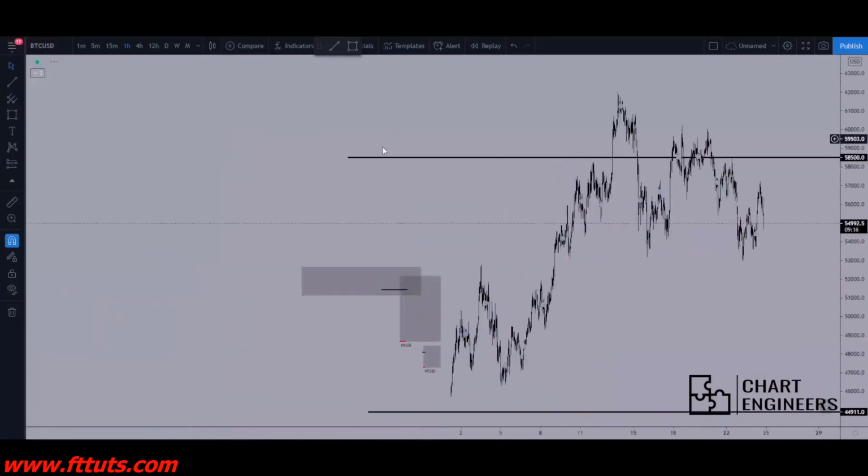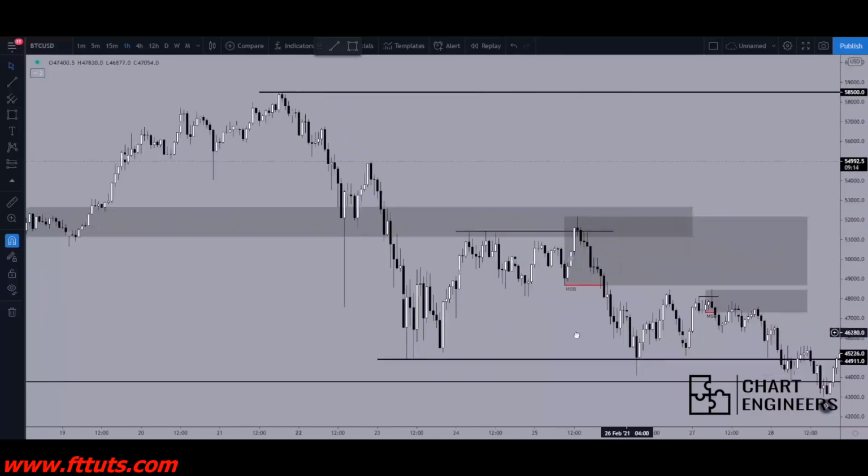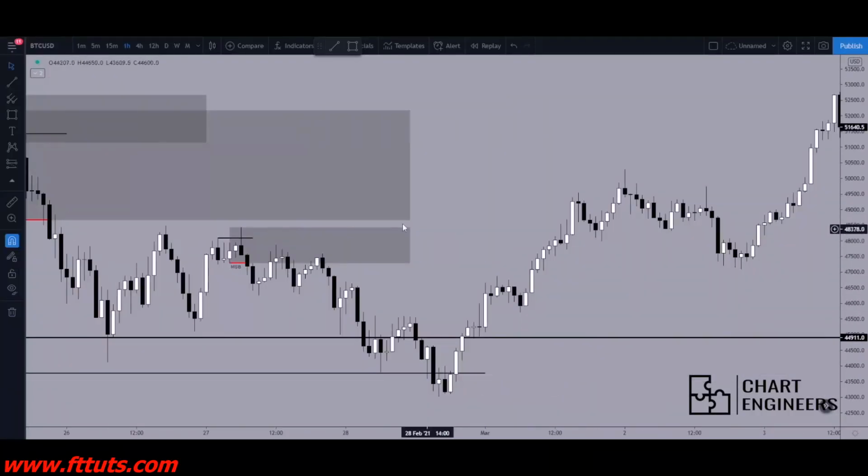And then what do we have here? We do have this 1 hour breaker zone. So that's the low, that's the last up candle before the low.